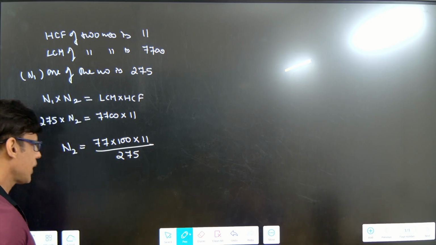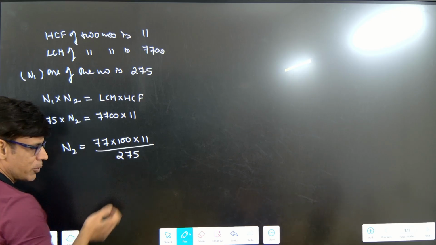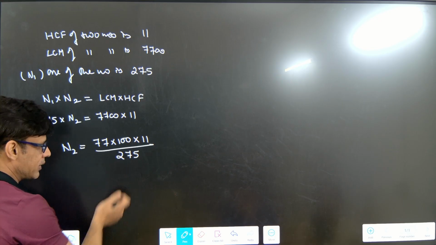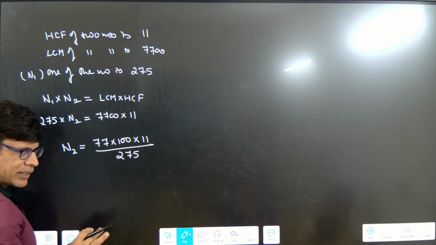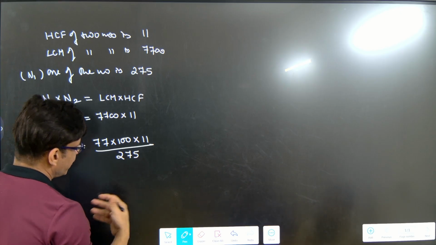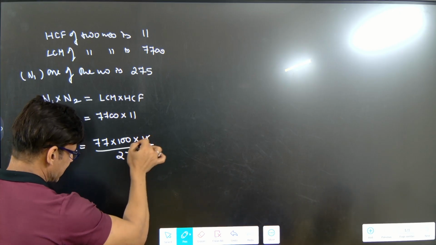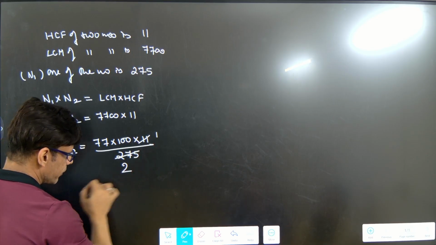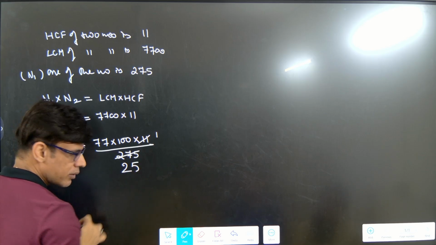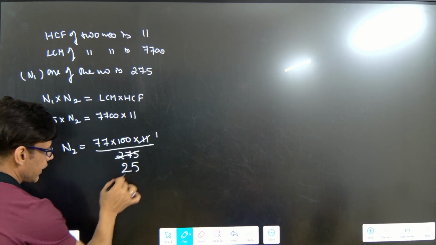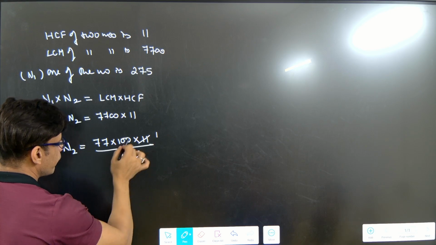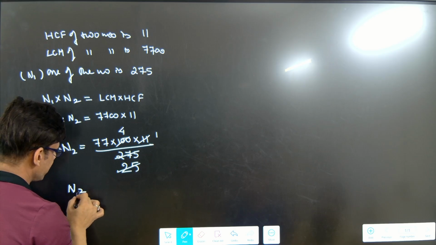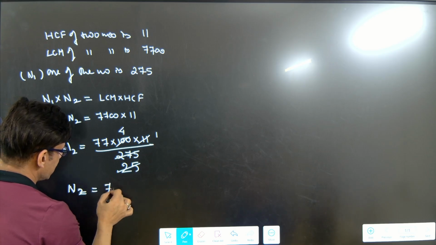Second number is also going to be an integer. Correct. The denominator has to be 1, which means this 275 should get cancelled out. तो वो नंबर जो भी है उस पे कैंसिल होगा. Let's cancel with 11. 11 2 जा, 11 5 जा, हाँ correct. 55 and 25 and 100. What is the number N2? 308 into 77.